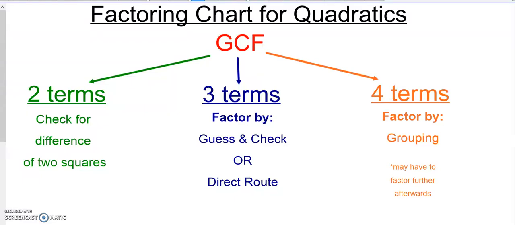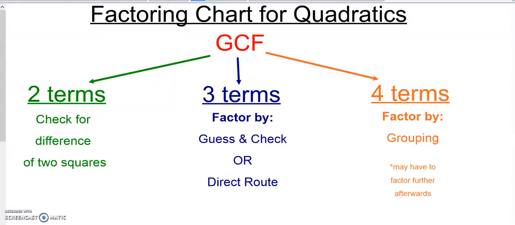After that, you want to look at how many total terms are left to be factored. If you have 2 terms, you can check to see if there's a difference of 2 squares. If you have 3 terms, a trinomial, we can guess and check or take the direct route and see if that's factorable. And if there are 4 terms, we're going to look into grouping. And as I have indicated, especially under the 4-term section, there may be some further factoring you have to do even after you group. So we'll see what that looks like.